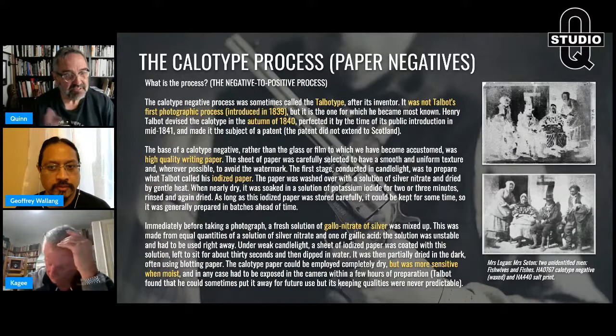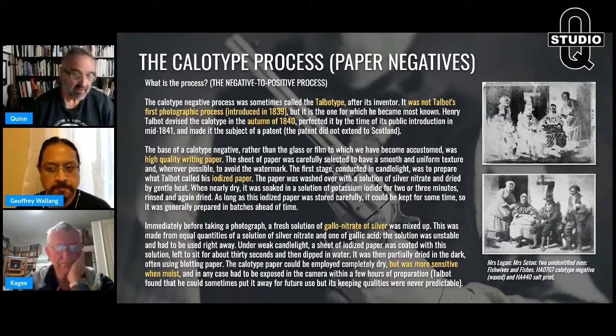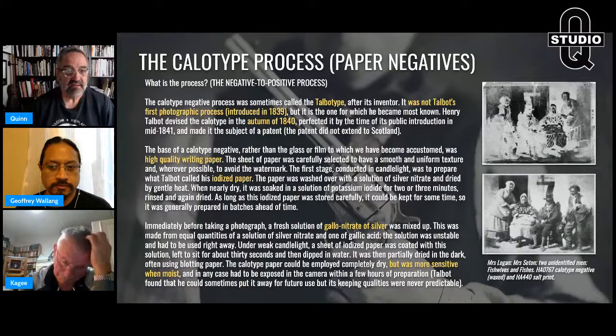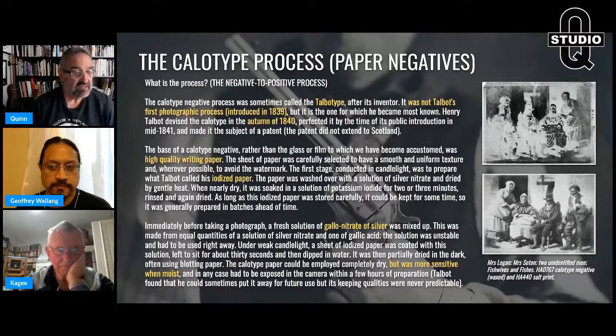I haven't found that keeping this paper too long works very well, but this is what they're claiming here, or he claimed. Immediately before taking a photograph, a fresh solution of gallo-nitrate of silver, and we know what this is, right? This was made up of equal quantities of solution of silver nitrate and gallic acid. The solution was unstable and had to be used right away. Under weak candlelight, a sheet of iodized paper was coated with this solution, left to sit for about 30 seconds, then dipped in water. It was then partially dried in the dark, often using blotting paper.